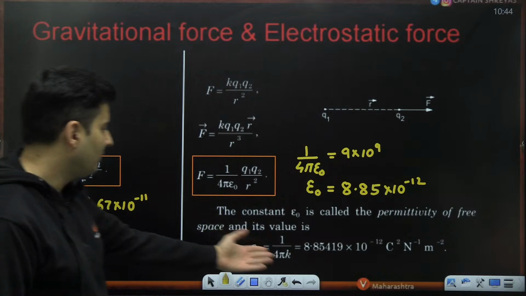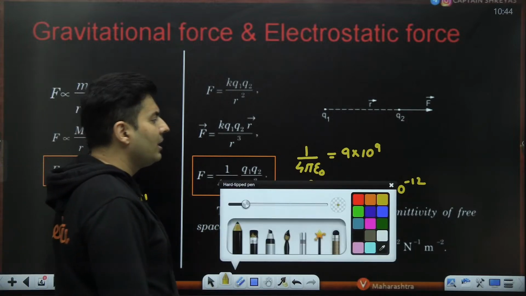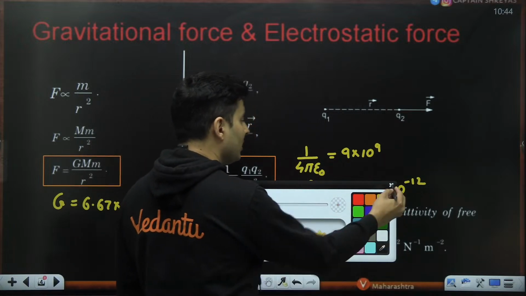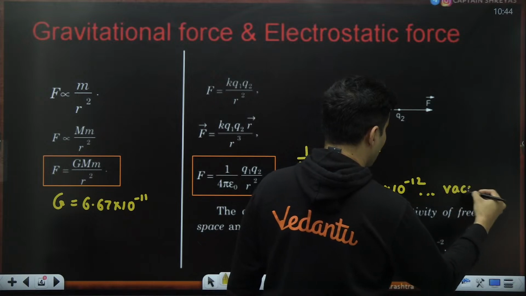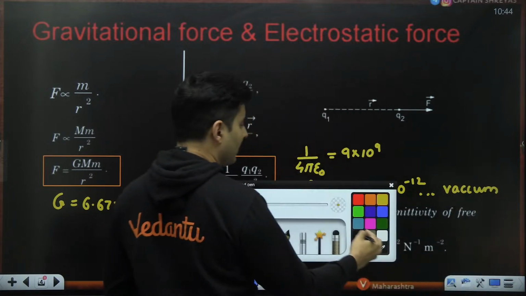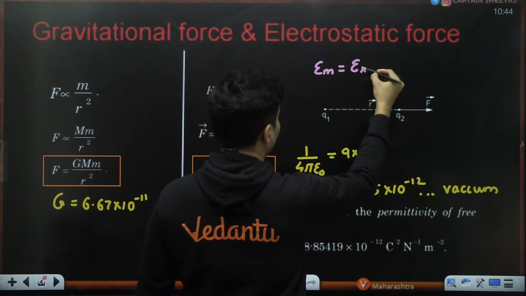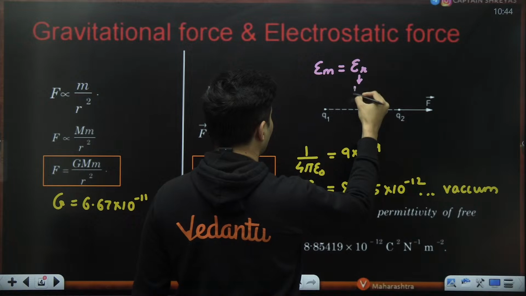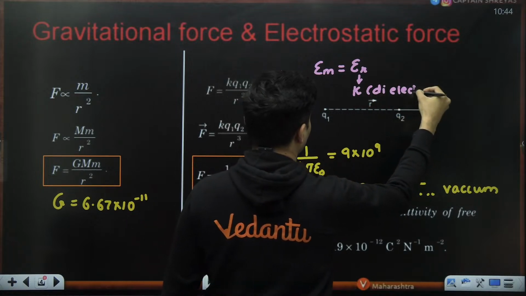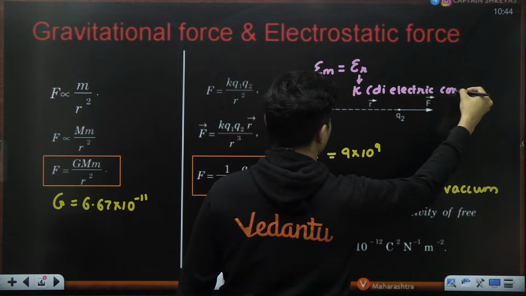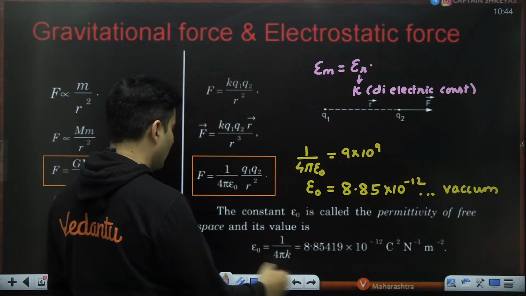Now, I think the values were given already here. Anyways, remember the permittivity of any medium can be different. So this is for free space, meaning this is for vacuum. But if you have a certain medium, then the permittivity of that medium is the relative permittivity, which is also sometimes called the dielectric constant, multiplied by the permittivity of free space, that is your epsilon naught.